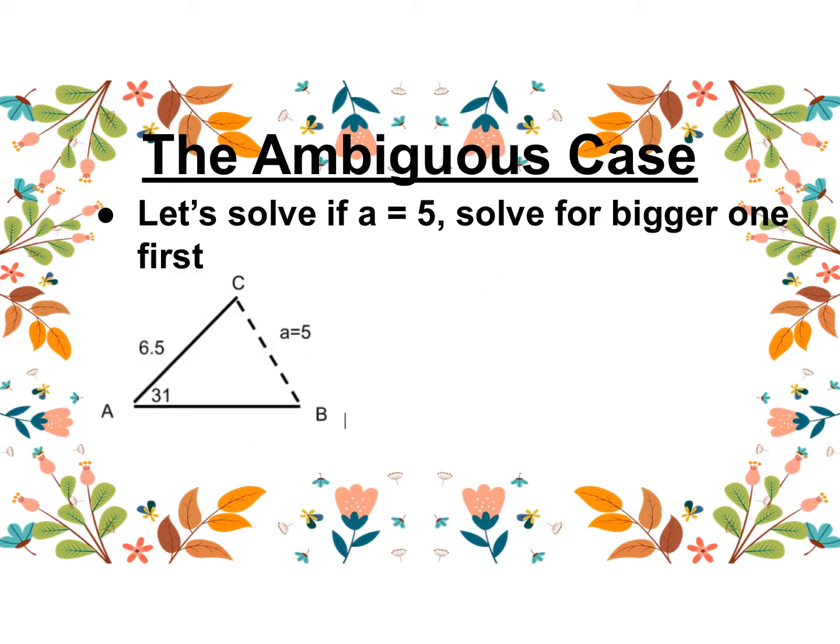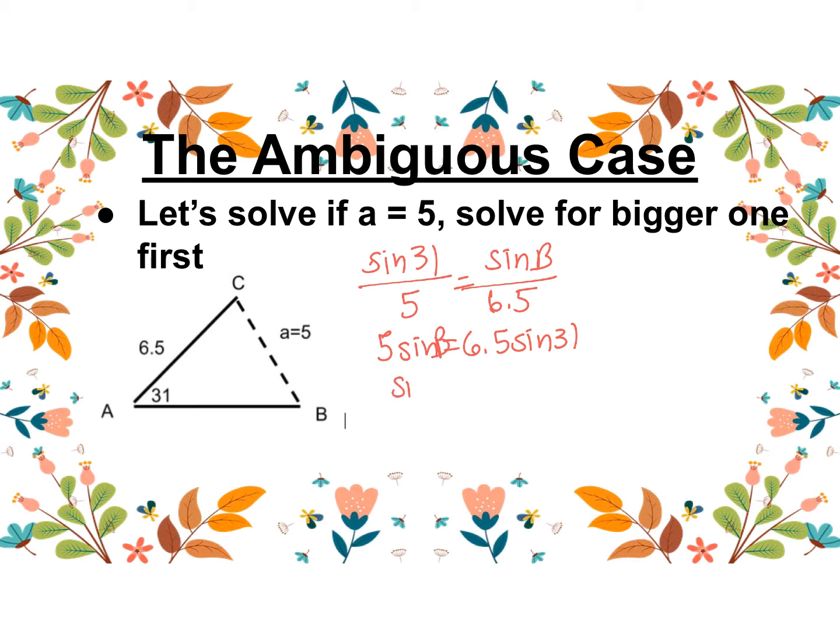So I always suggest solving for the bigger one first. So I removed the height. Now we have this. It is angle side side, so we're going to do law of sines. So I can do the sine of 31 is to 5 as the sine of B is to 6.5. And so when I cross multiply, I'm going to get 5 sine B equals 6.5 sine 31. Oops, I forgot my B. So sine of B equals 6.5 sine 31 divided by 5. That means that angle B is going to be the inverse sine of that fraction.